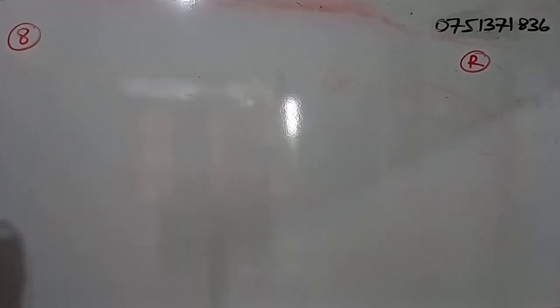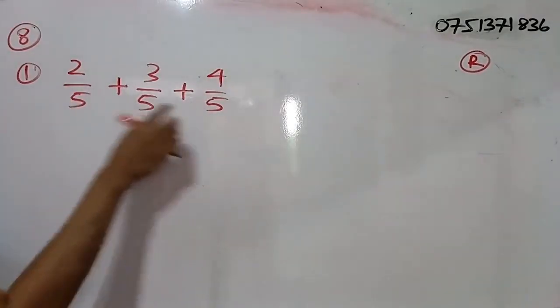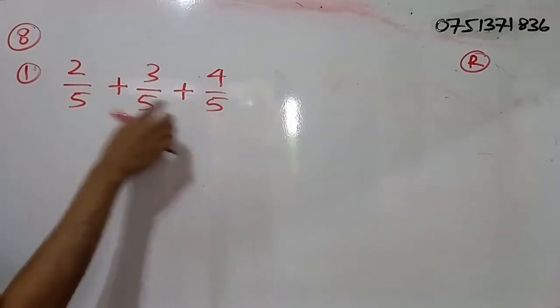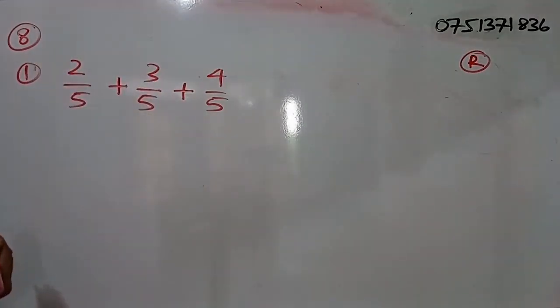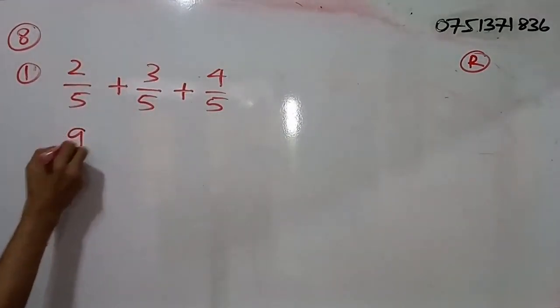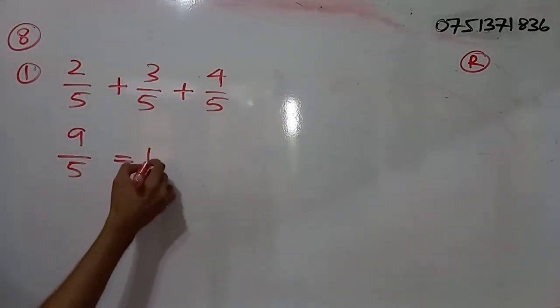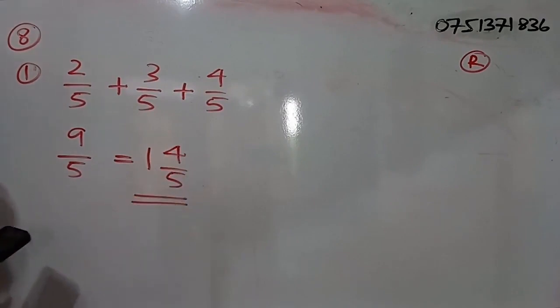Right. Question number 8. So we have to simplify. Okay, under that part 1. So we have 3 fractions. All the denominators are same. In this case, it is 5. So we can simply add the numerators. So 2 plus 3, that is 5. 5 plus 4, that is 9. So we have to simplify this. So what will it be? 1 and 4 by 5. So that is the answer.